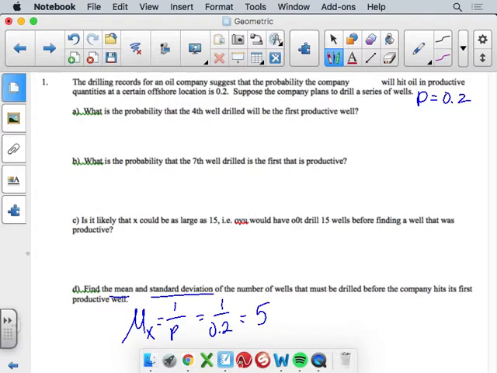So let's think about what that means. That means, on average, when I'm going to drill a well, it's going to take me 5 offshore wells until we get a productive one in this case. That's in this certain scenario. So it's going to take an average of about 5, and then the standard deviation. Again, just looking at the formula sheet, it says the square root of 1 minus p, over p.